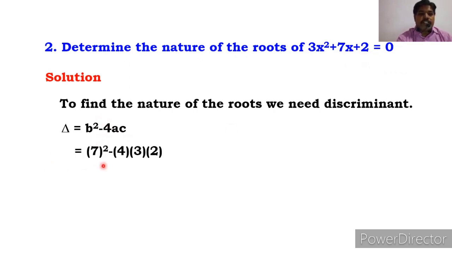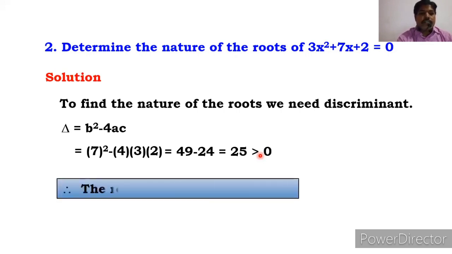What is that? 7 square minus 4 into 3 into 2. That is nothing but 49 minus 24, so that value is 25, which is greater than 0. Greater than 0 is the first condition. What is the first condition? If delta is greater than 0, then the roots are real and not equal, or distinct. Therefore, the roots are real and not equal.